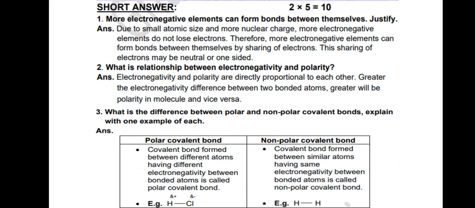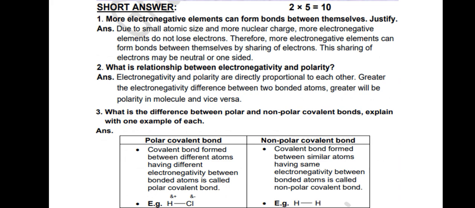More electronegative elements can form bonds between themselves. Justify. More electronegative elements like fluorine, chlorine, bromine, nitrogen, oxygen can form covalent bonds by mutual sharing of electrons between themselves. So they do not lose their electron, or accept an electron from one another. They can make a bond, that is the covalent bond, and there is no electronegativity difference between the two similar atoms. That is the reason they can form a bond.